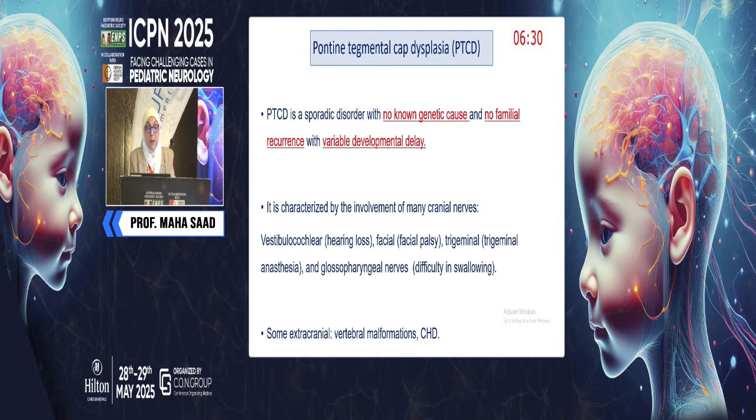Pontine tegmental cap dysplasia is a known... actually, we are trying to find the gene for pontine tegmental cap dysplasia. We did whole exome for all the cases we have. You have about 9 cases, and all of them were negative. We are trying now, through collaborative work with England, to use long read to try to find the gene.